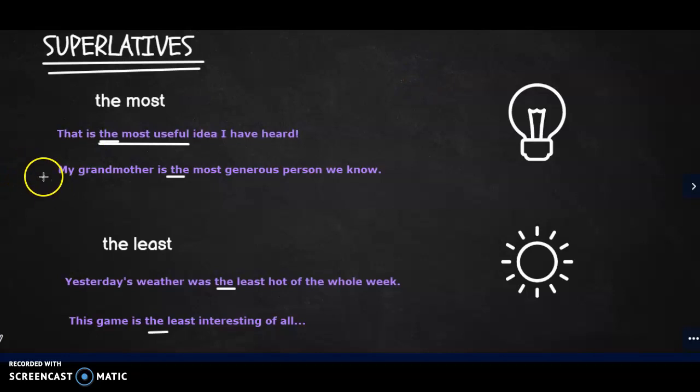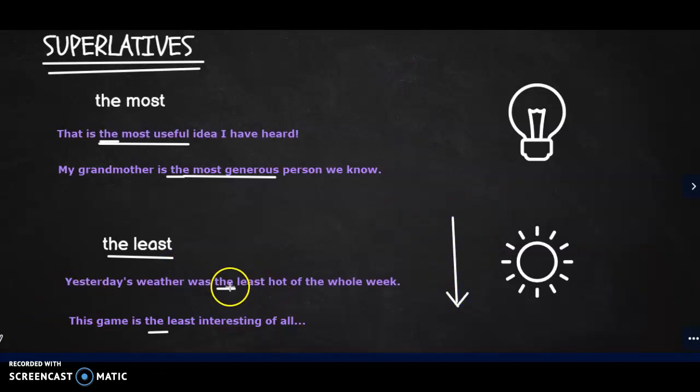Example 2. My grandmother is the most generous person we know. Of all the people we know, she's the most. Okay? Most is a lot. But the opposite is the least. The least is the less.